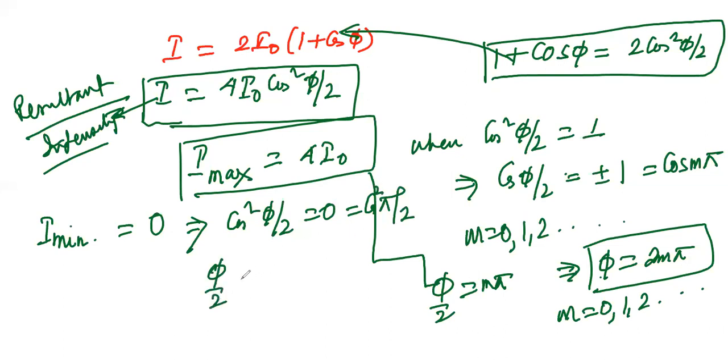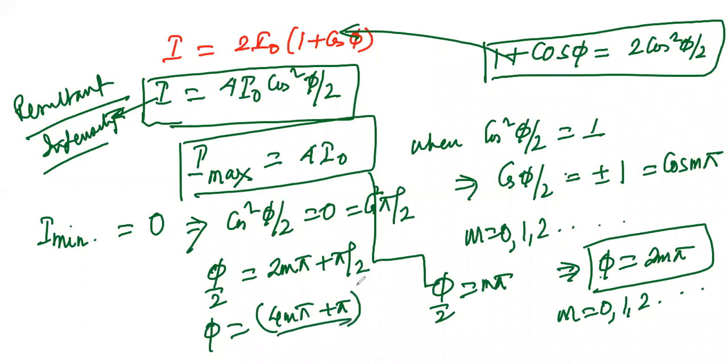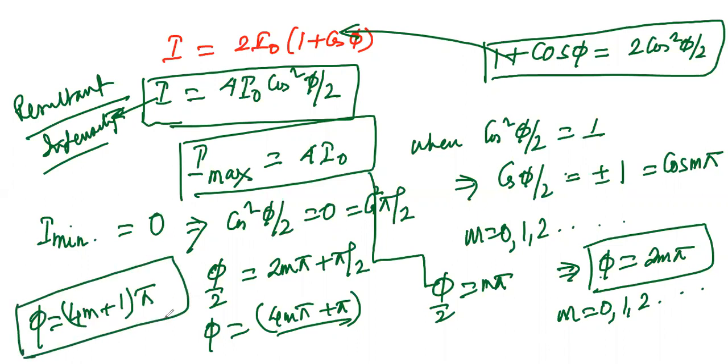Or phi by 2 will be equal to 2m pi plus pi by 2. So from here you can see that phi is equal to 4m pi plus pi. So what is this becoming? Because 2 and 2 get cancelled. A very, very important and interesting concept that you get from here is that this equals (4m plus 1) into pi. So you can see over here, this is nothing but an odd multiple of pi.